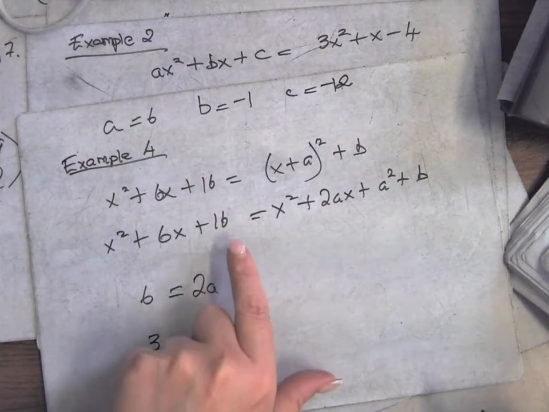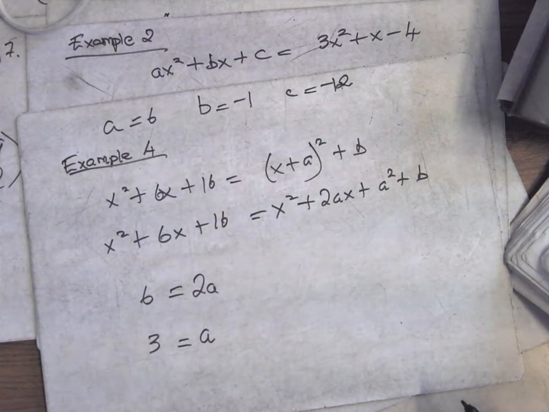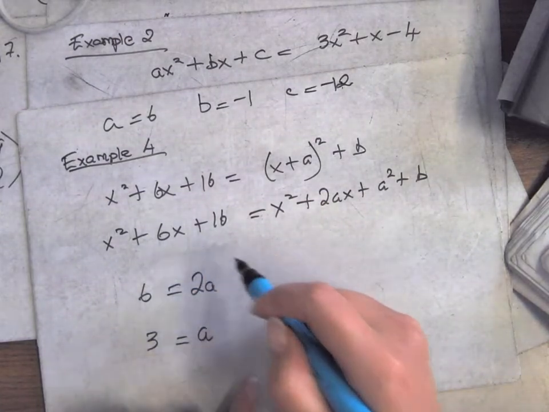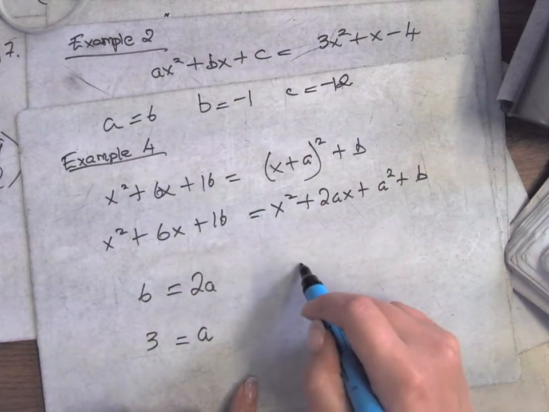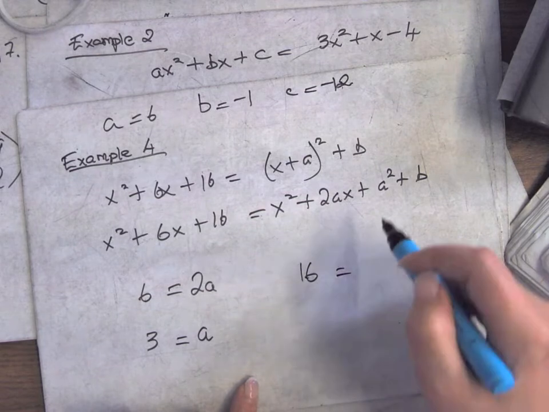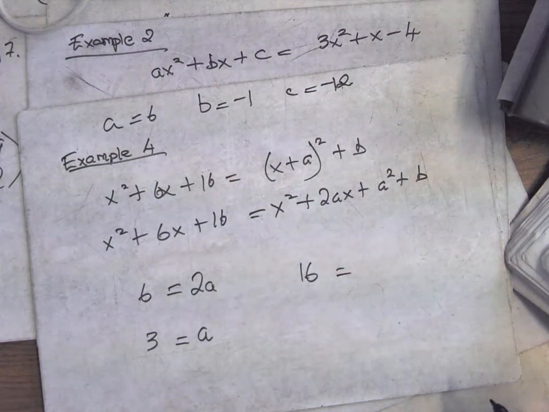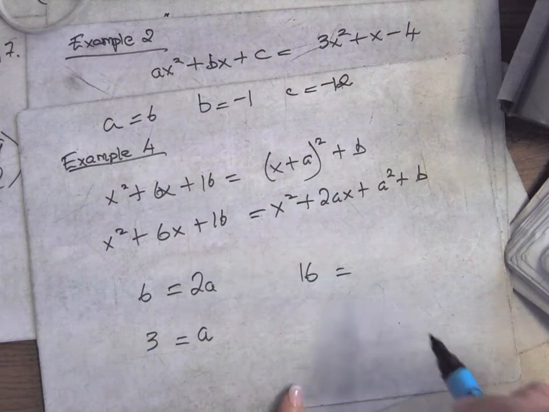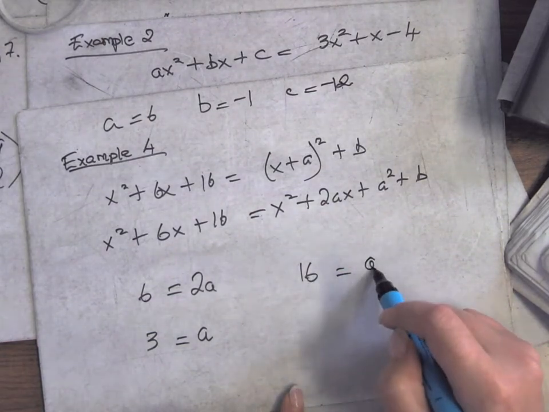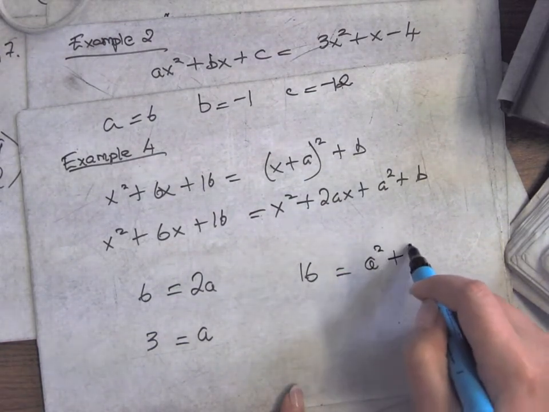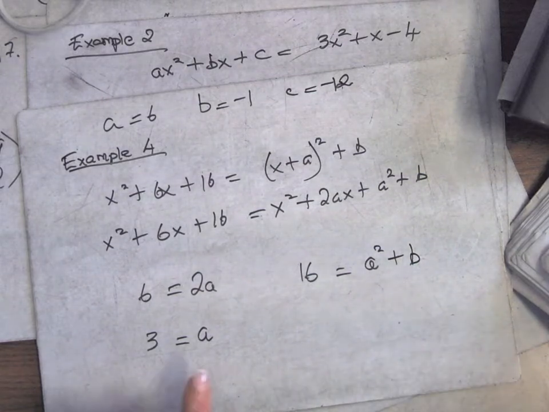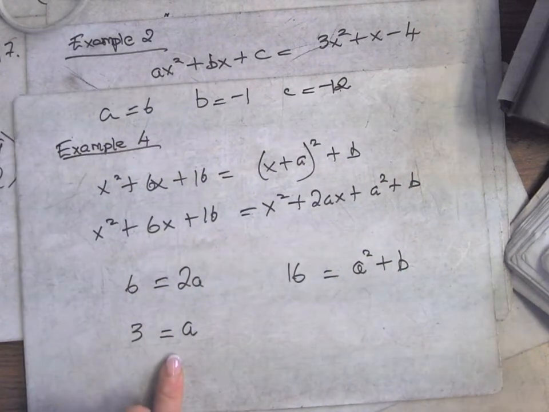Then the number on its own. What's the number on its own on the left hand side? 16 is equal to the number on its own on the right hand side. So that's the numbers that have no x's in them. So what have we got? a squared plus b, yeah? Okay, but I've just figured out that a is 3.